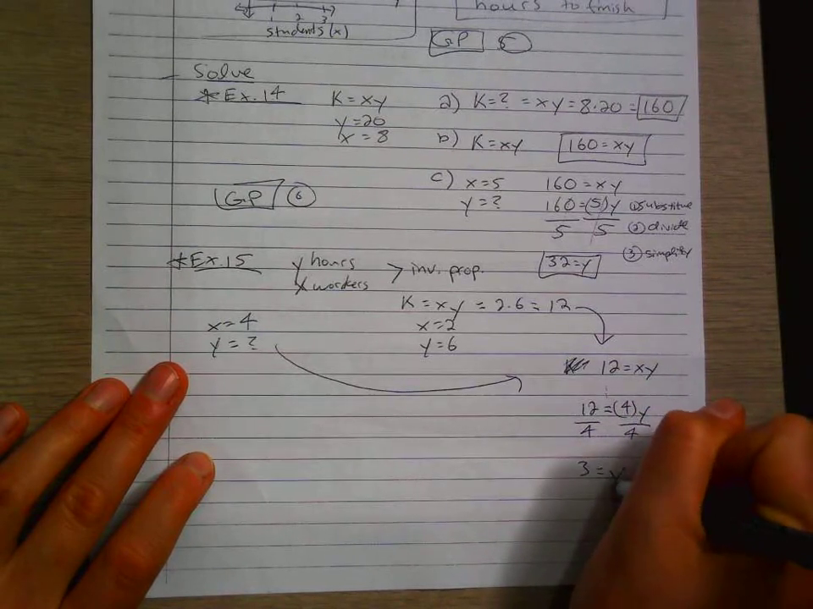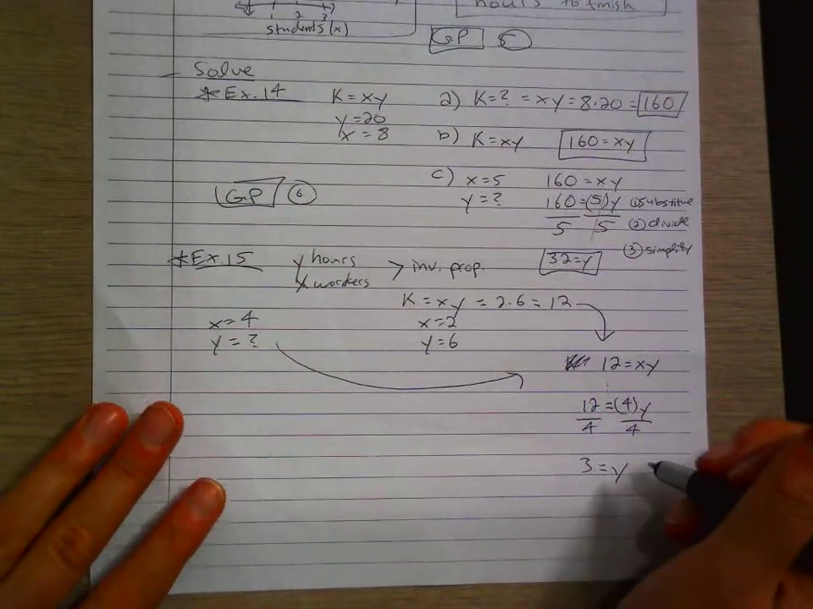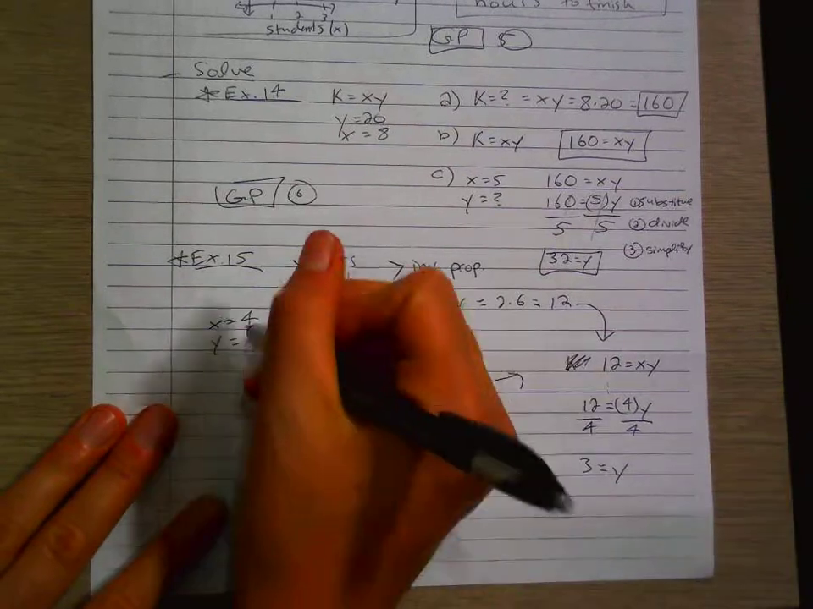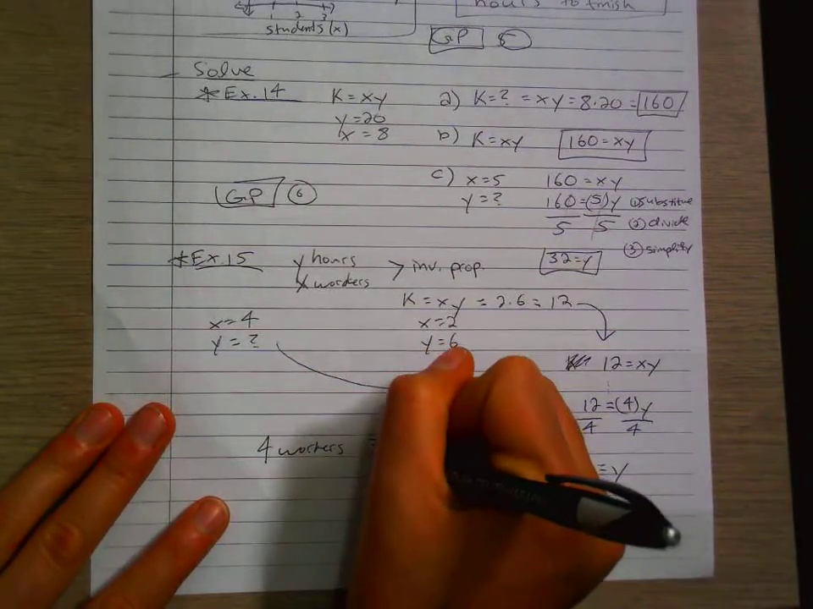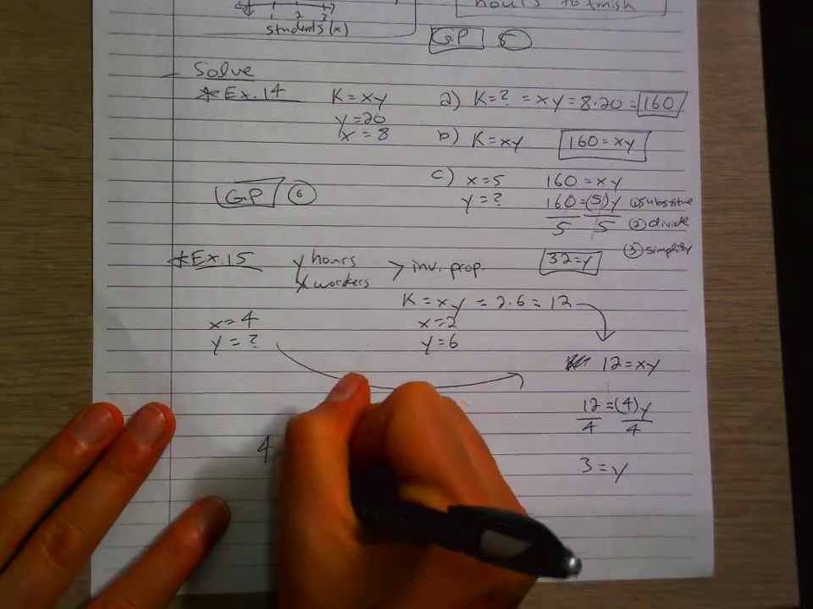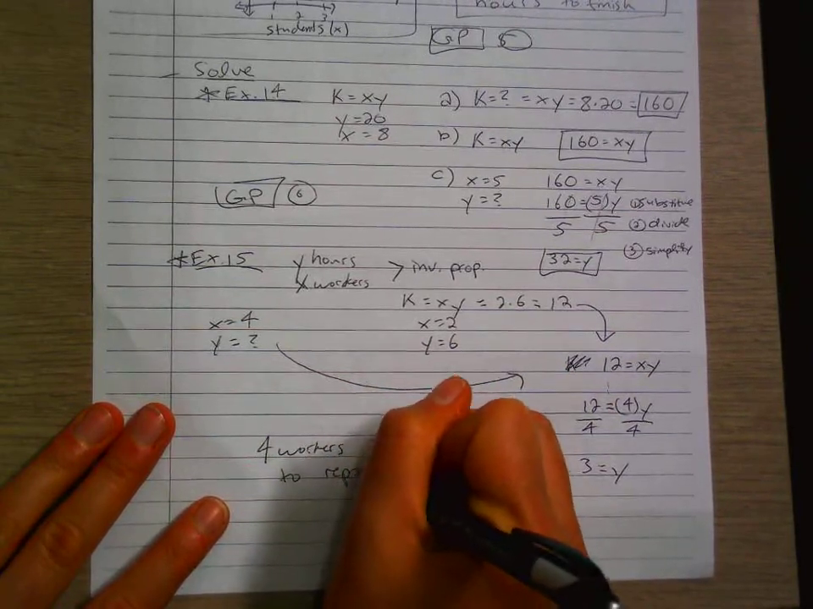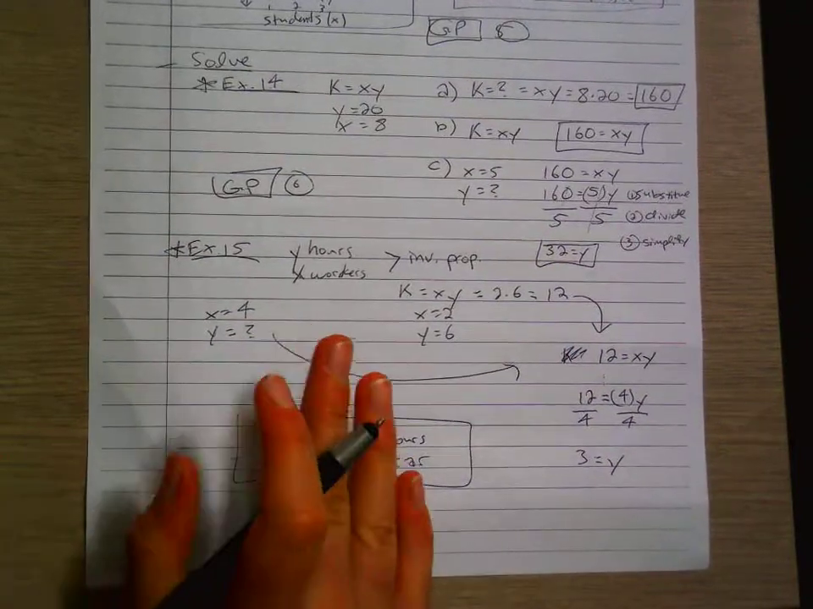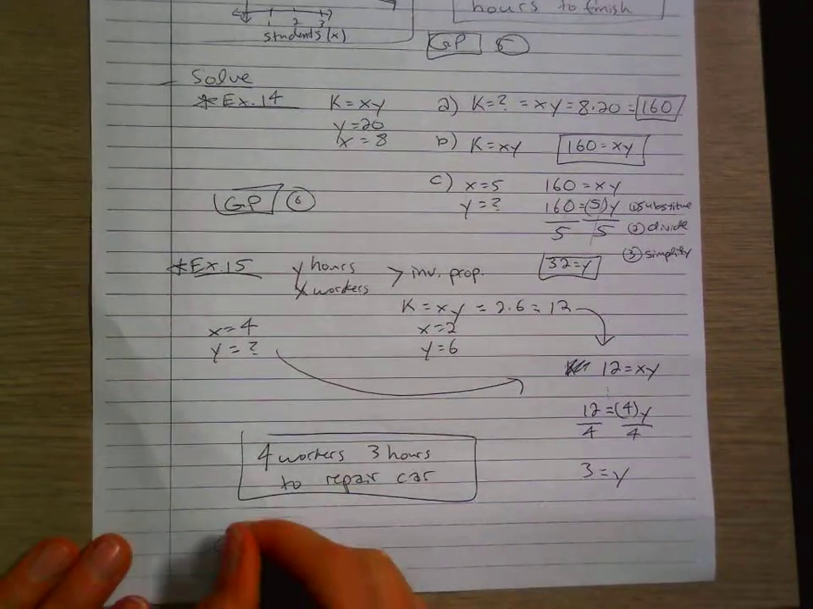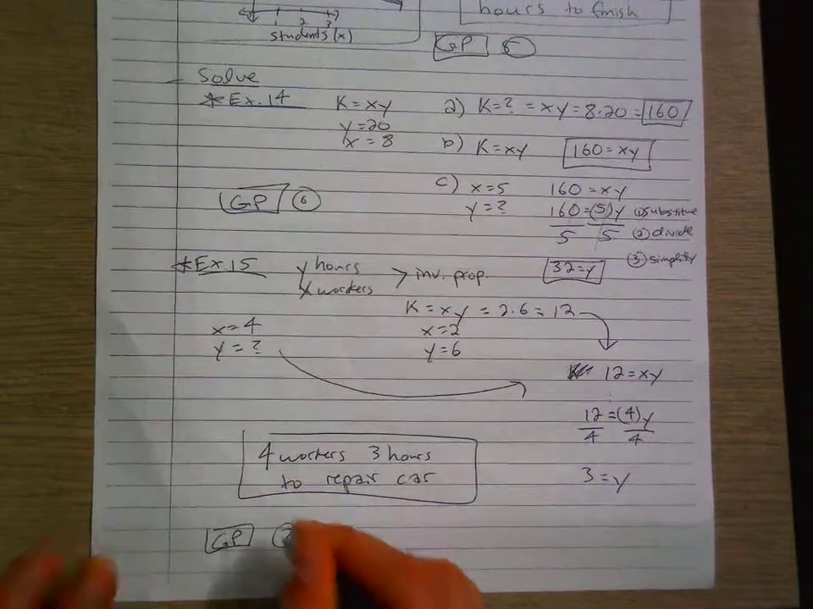Okay, we've done all that. So now we know that it takes 4 workers 3 hours to repair a car. Let's go back to your equation, see what the question is, make sure we answered it. We got it. Try that on guided practice 7. And that is all there is for today.